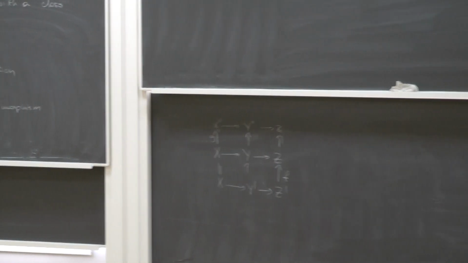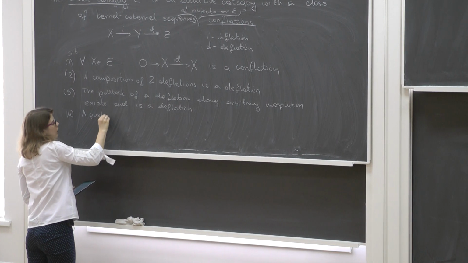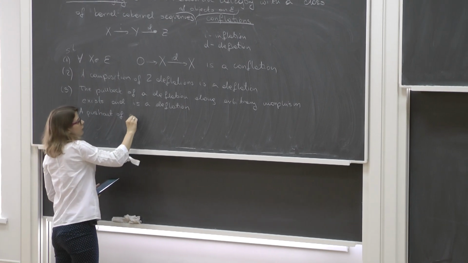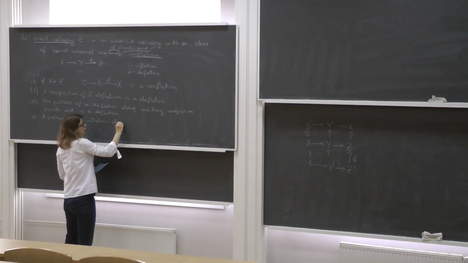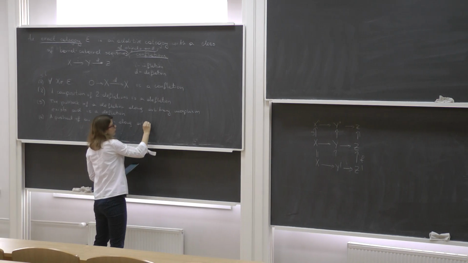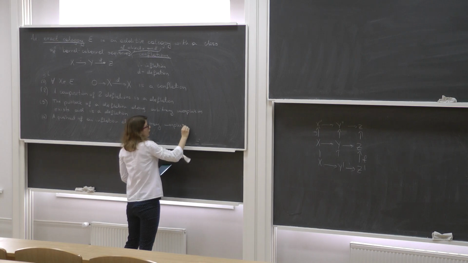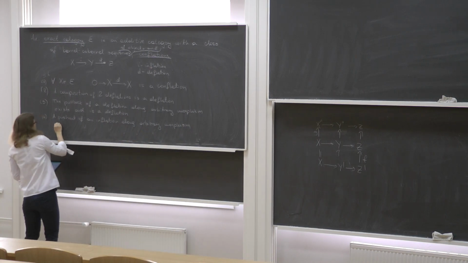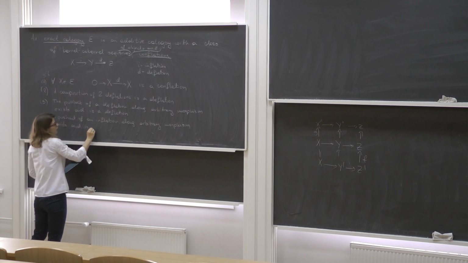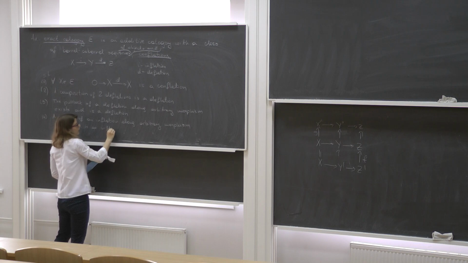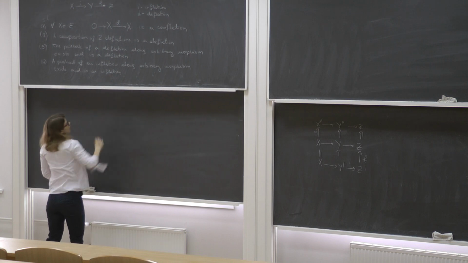So a pushout of an inflation along an arbitrary morphism exists and is an inflation. So these are the axioms of an exact category.